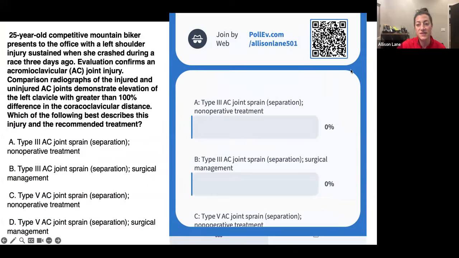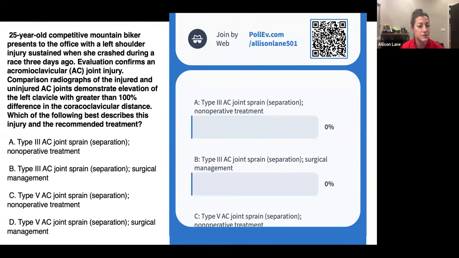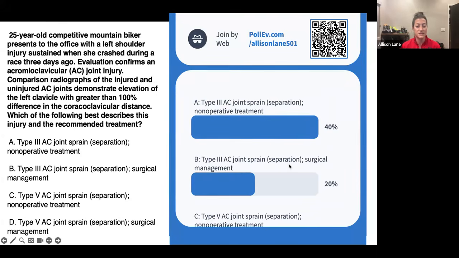So you'll just use your phone to scan that QR code up there. So you have a 25-year-old competitive mountain biker who comes to the office with a left shoulder injury sustained when he crashed during a race 3 days ago. Evaluation confirms an AC joint injury. You have comparison radiographs of the injured and uninjured AC joints, and you see elevation of the left clavicle greater than 100% difference in the CC distance. So which of the following best describes this injury and recommendation? Greater than 100% distance.